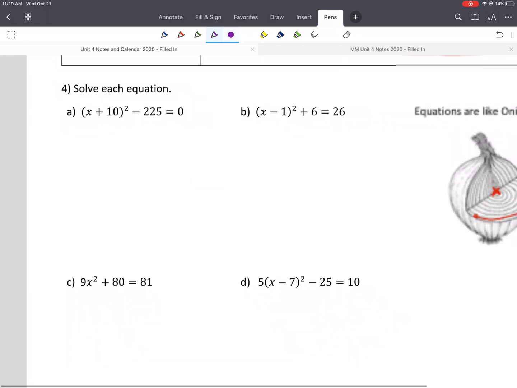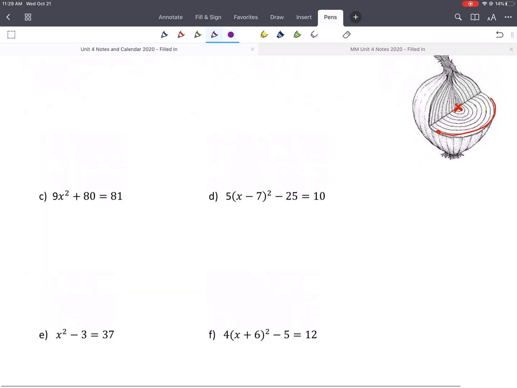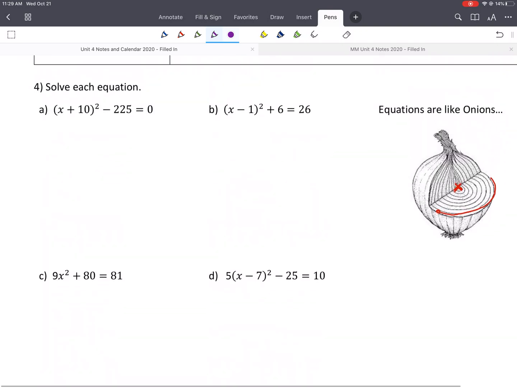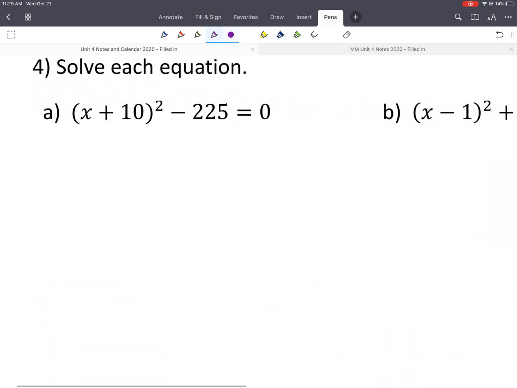All right, so pause and see if you can give these ones a try. I'll go over them and you can check your work that way, okay? So I'll probably go a little quicker on this.